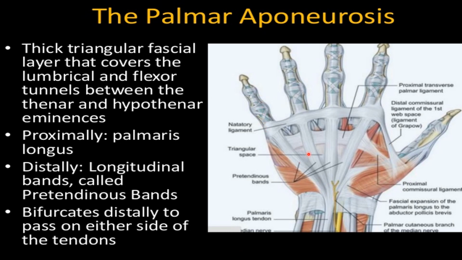Okay, so this deep fascia, this palmar aponeurosis in the fingers, forms the digital sheath. Later you will study it in detail. So the function of this palmar aponeurosis is to give firm attachment to the underlying skin, improve the grip and protect the underlying tendons.